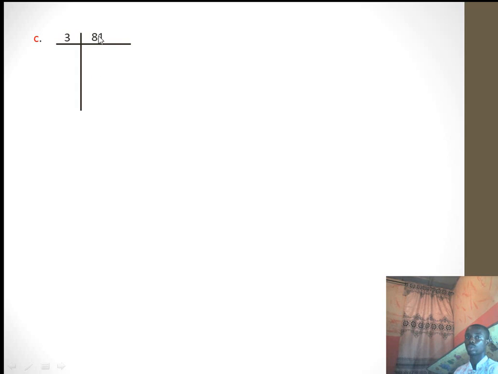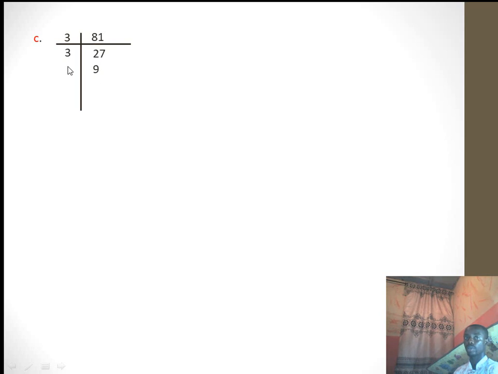Now, C. We want to express 81 as a product of prime factors. How do we go about that? 2 will not divide 81, otherwise there will be a remainder. You make use of 3. Now you divide 81 by 3. We have 27. 3 is still working. 27 divided by 3, that is 9.